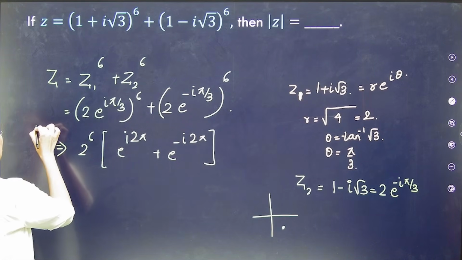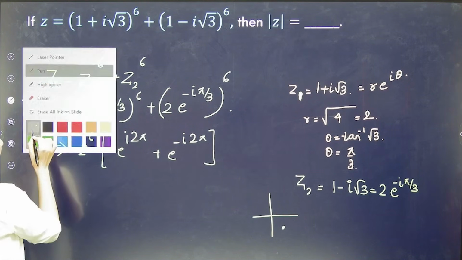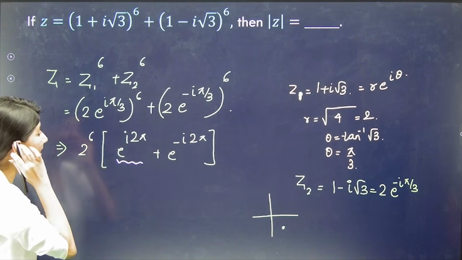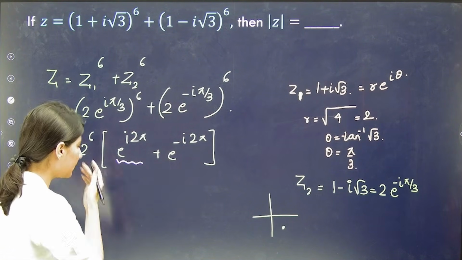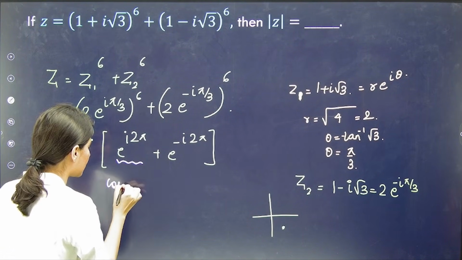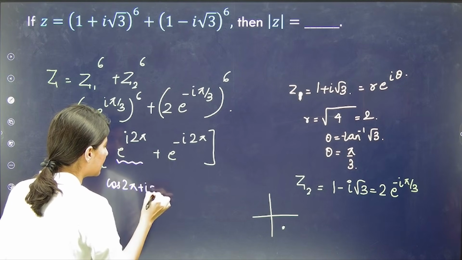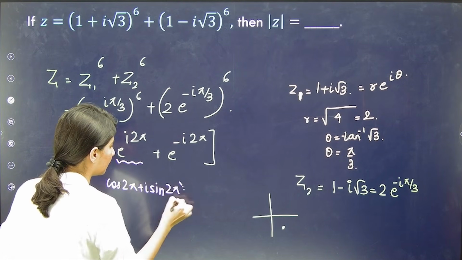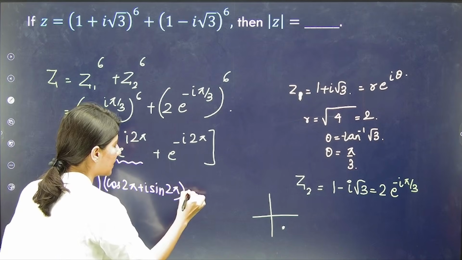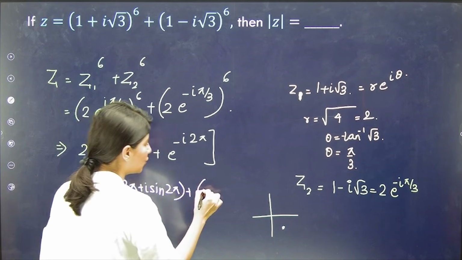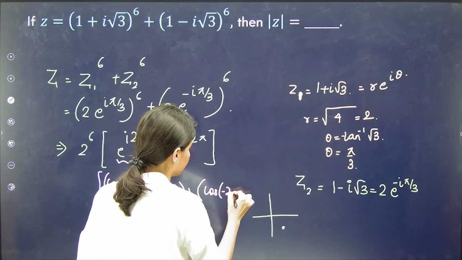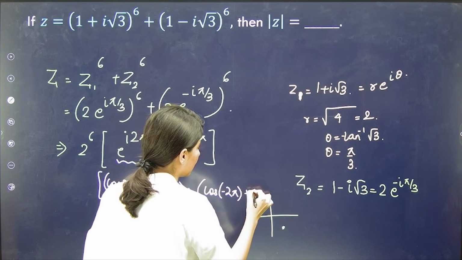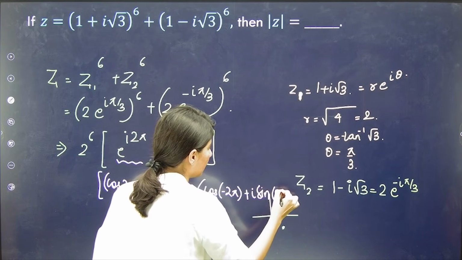Now you know e raised to power iota theta is what? Tell me. E raised to power iota theta. Theta is 2 pi. E raised to power iota theta is cos theta, so cos 2 pi plus iota sin 2 pi, plus cos minus 2 pi plus iota sin minus 2 pi.